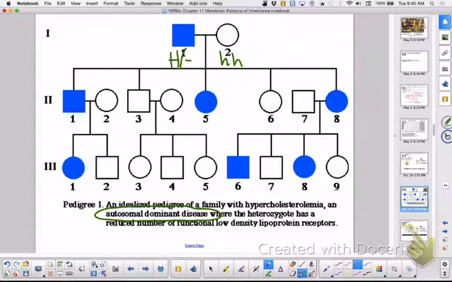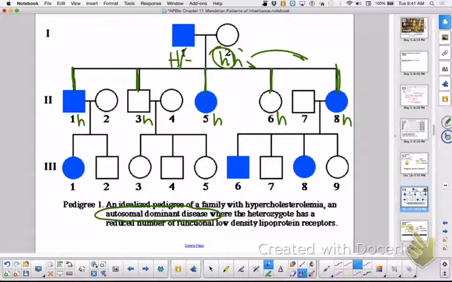They did not have 8 children. They had 1, 2, 3, 4, 5. Did all of their children get the disease? No, not all their children got the disease. Now every single time, what was mom giving to all 5 of these children? A little h. That's all she has to give. Do you agree with that? So every one of these kids got a little h from mom.